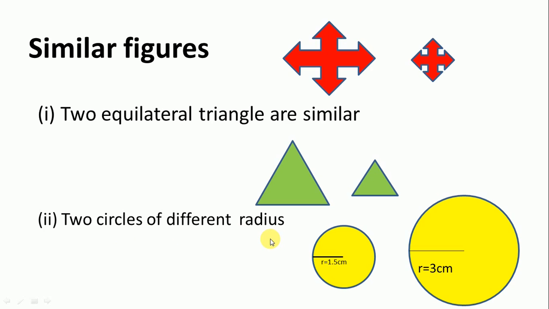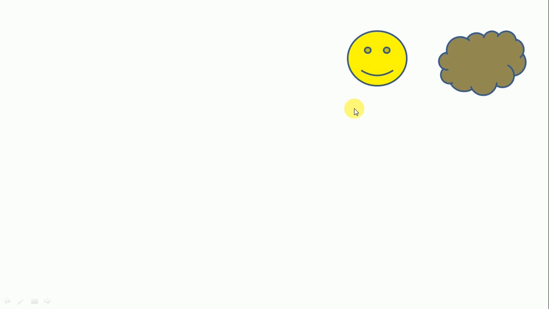Next, we go to non-similar figures. First, we recall our concept. Here two figures are there. First we have to see the shape of the figure. The shape of the figure is different and the size of the figure is also different. So this type of figure we call non-similar figures.